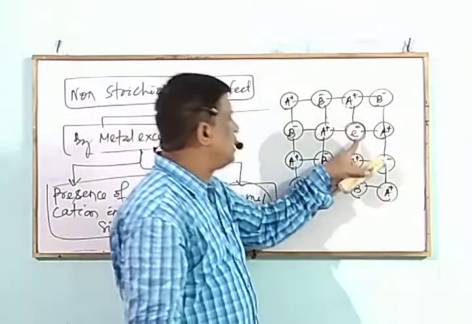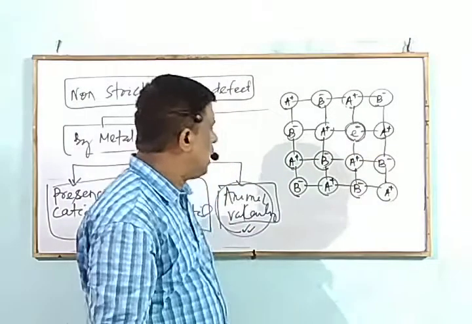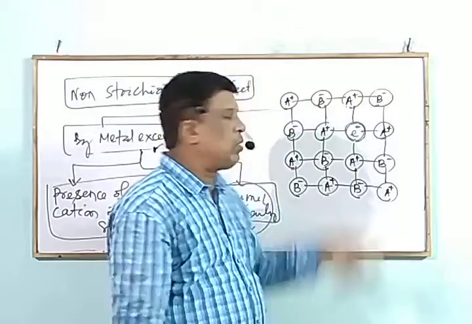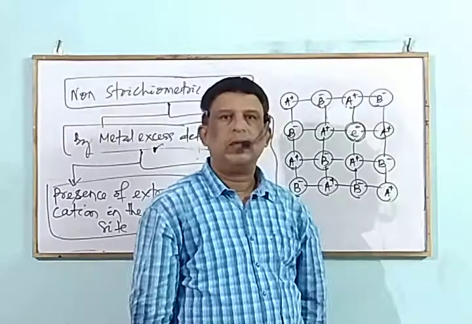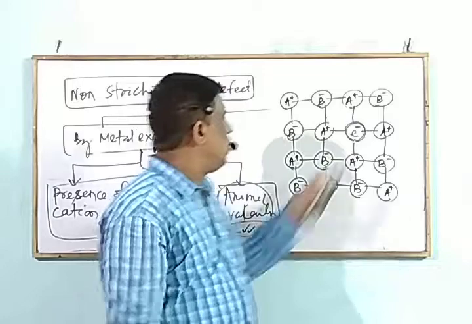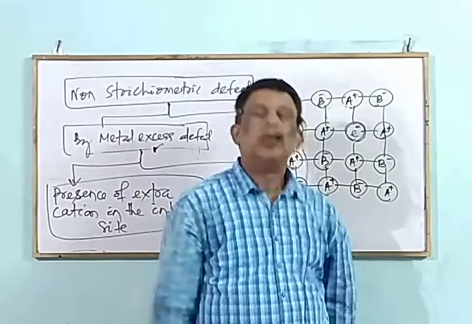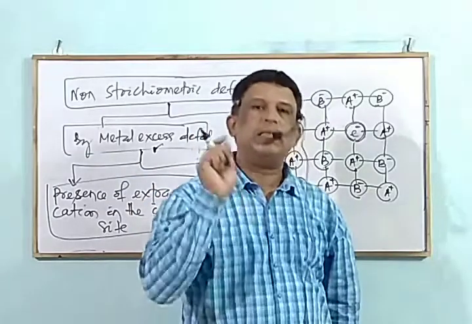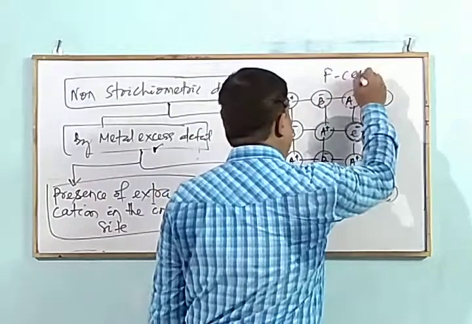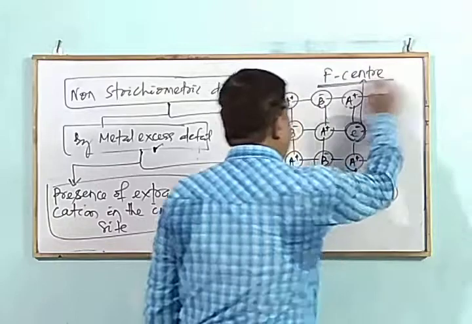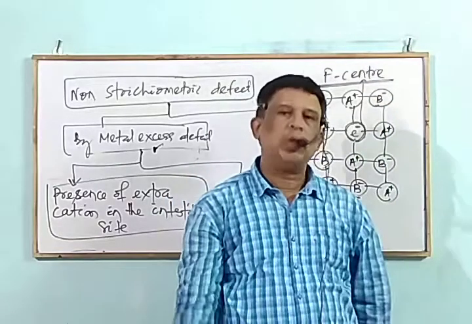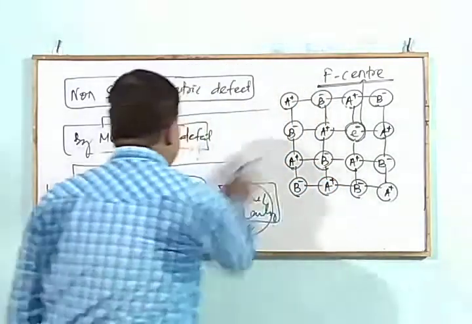One anion vacancy is there in this crystal lattice, and to maintain the electrical neutrality, an electron is captured in that position, making a hole, and that hole is occupied by an electron. So the site where the electron is captured is known as F center. F center means color producing. Suitable examples are there. Mark that.